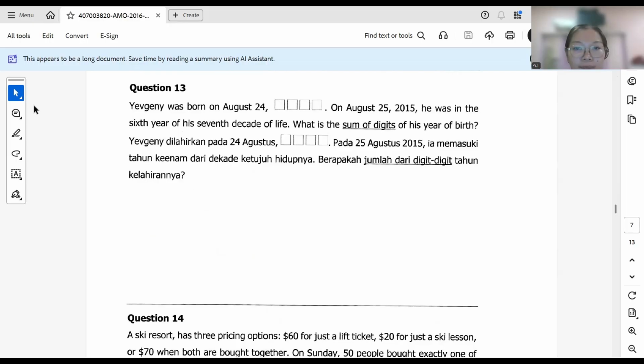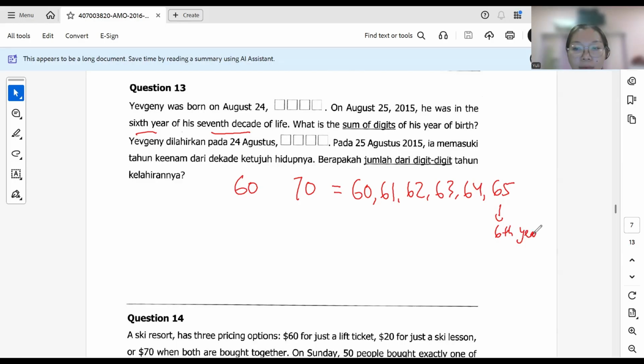Okay, for this one, this is the year. Yevgeny was born on August 24 something. He was in the 6th year of his 7th decade. So that means the 7th decade starts from 60 to 70. 6th year, we will do the counting: 60, 61, 62, 63, 64. Okay, this is the 6th year.